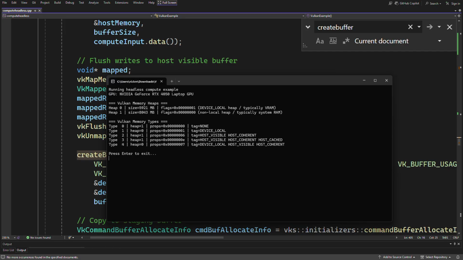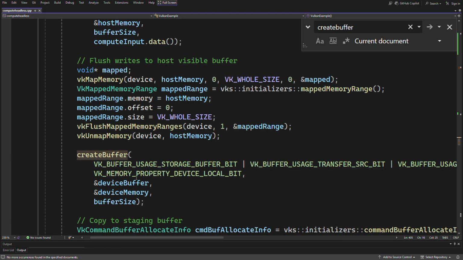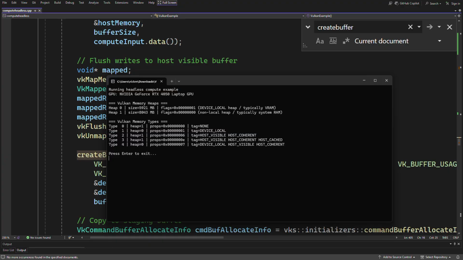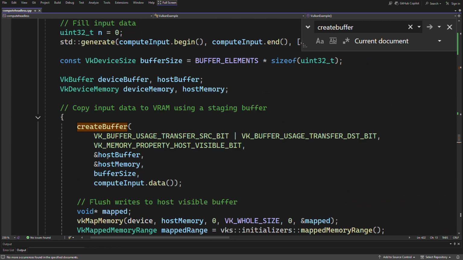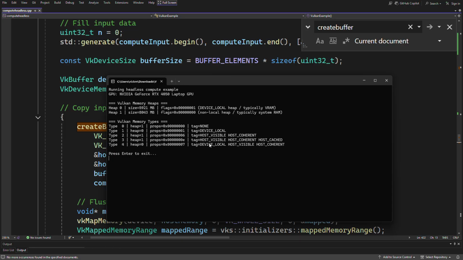Okay, so we know that for this one, it either has to be type 1 or type 4, right? It has to be type 1 or type 4, because we're dealing with device local stuff, right? For this one, the host visible bit, we know it has to be either type 2, 3, or 4. Okay.